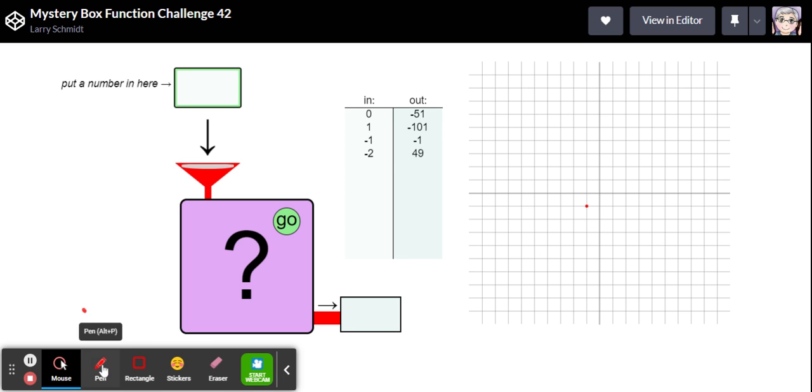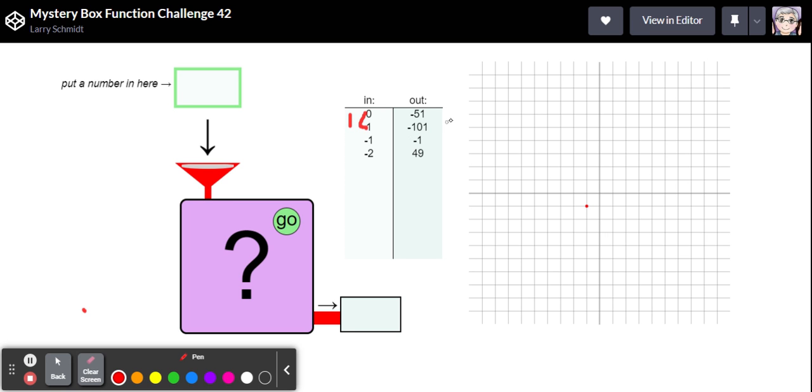And I'll tell you what I'm thinking. I noticed that when we went from 0 to 1, that's over 1, we went down from negative 51 to negative 101. That's down 50. And let's actually think about this as a slope. So slope is rise over run. So our rise was a negative 50. We went down 50, so it's a negative rise. And our run was 1.